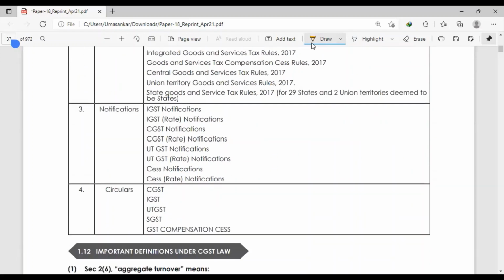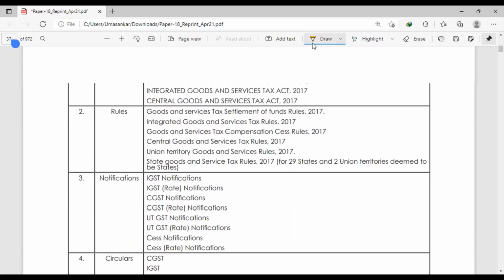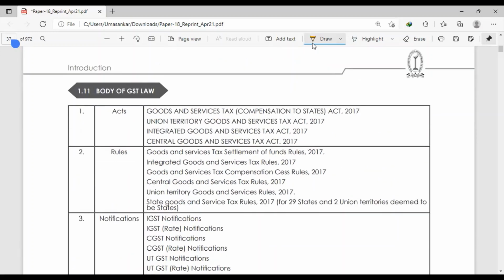What do you mean by notification? What do you mean by circulars? Okay. Act. We have already read what is Act GST. Once a bill is passed in the Lok Sabha and Rajya Sabha, and after getting signed or approved by the President of India, it becomes an act. So we have GST Act, Compensation Act, UTGST Act, IGST Act, CGST Act, SGST Act, based on different states.